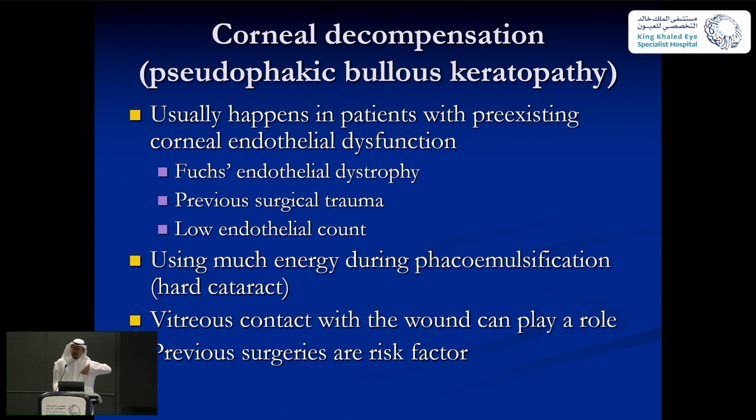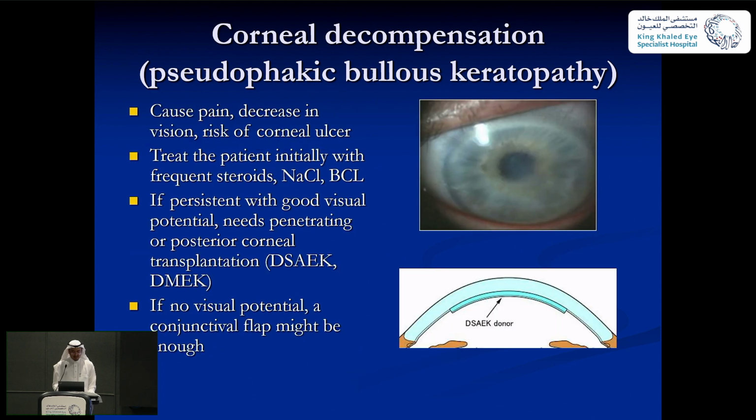Low endothelial count to start with also. Using too much energy during phacoemulsification, hard cataract. Vitreous contact with the wound: if there is vitreous that is in contact with the wound, it can go ahead and give rise to decreased endothelium year by year and end up with decompensation. Previous surgeries are risk factors.